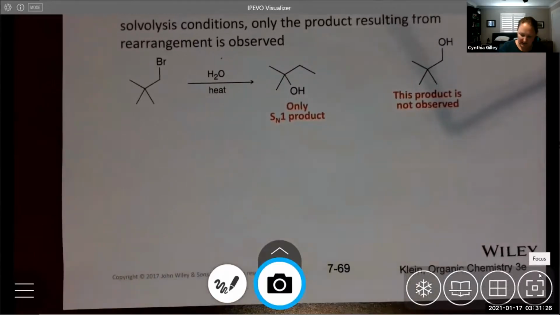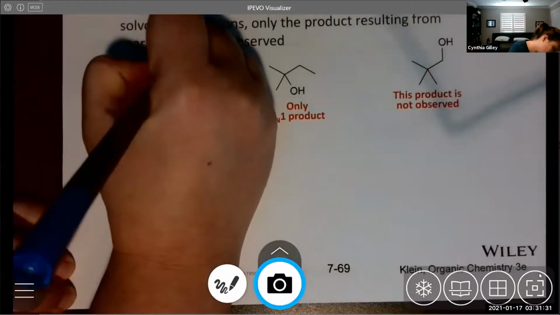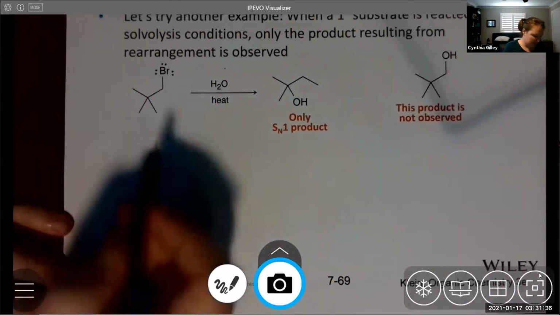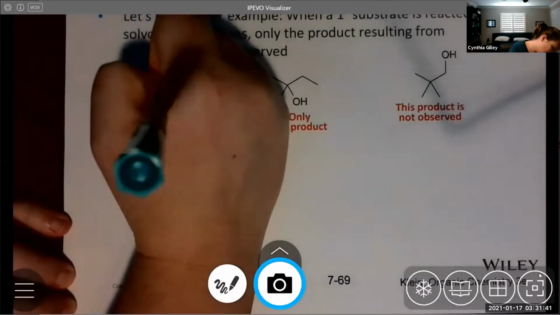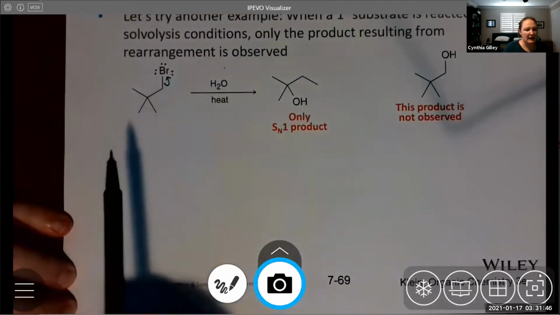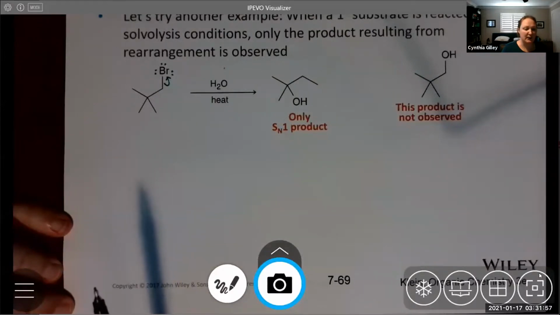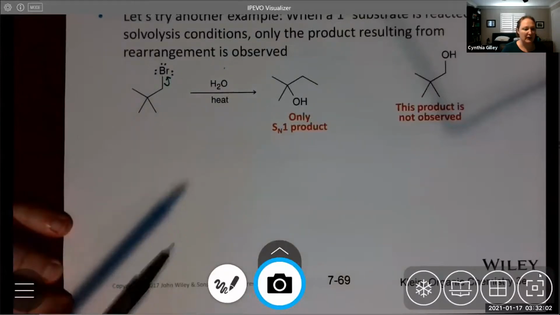Okay, so again, we want to draw in those lone pairs. And here's the thing. You might want to start this off the same way we did before, where we just do loss of a leaving group. But the problem is that if I do loss of a leaving group from this primary alkyl halide, I'm going to get a primary carbocation. Recall that primary carbocations are not stable like tertiary carbocations, and they're so unstable that they don't form. So we cannot just draw loss of a leaving group to generate a primary carbocation.